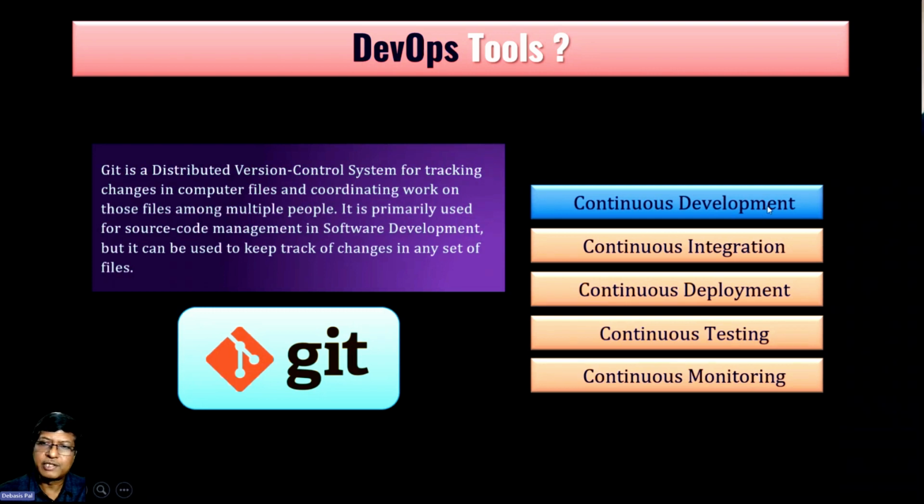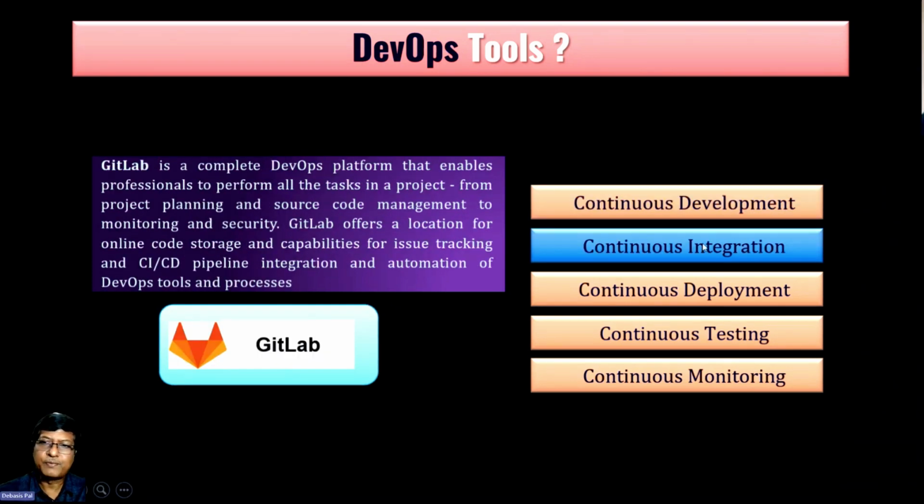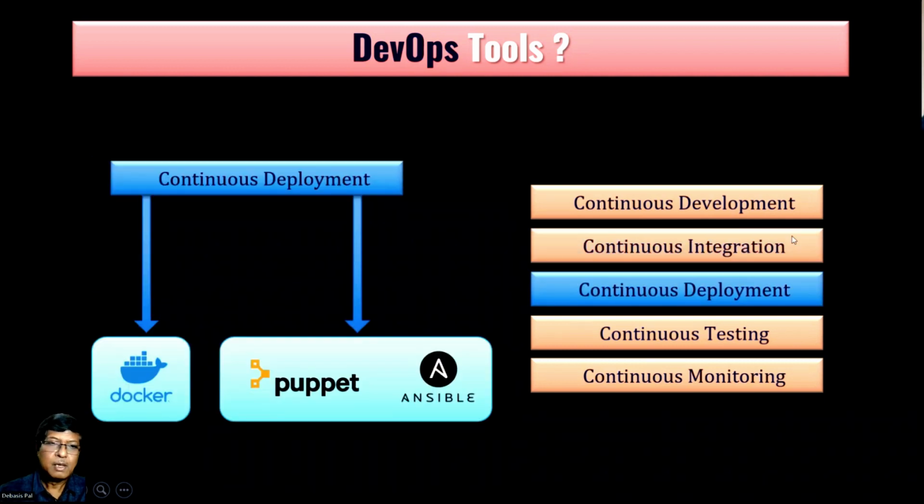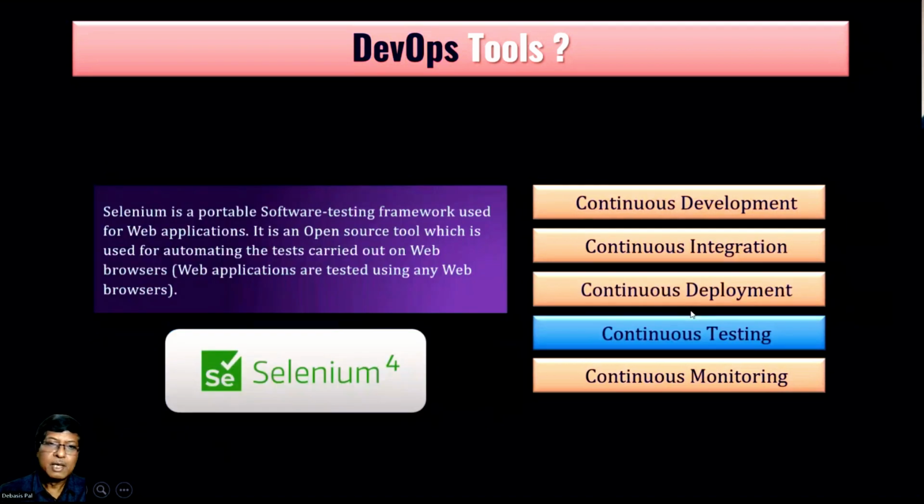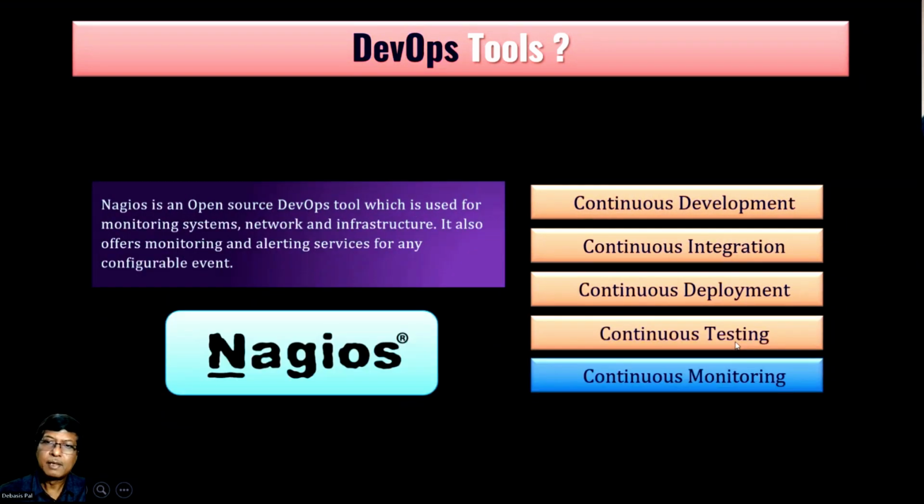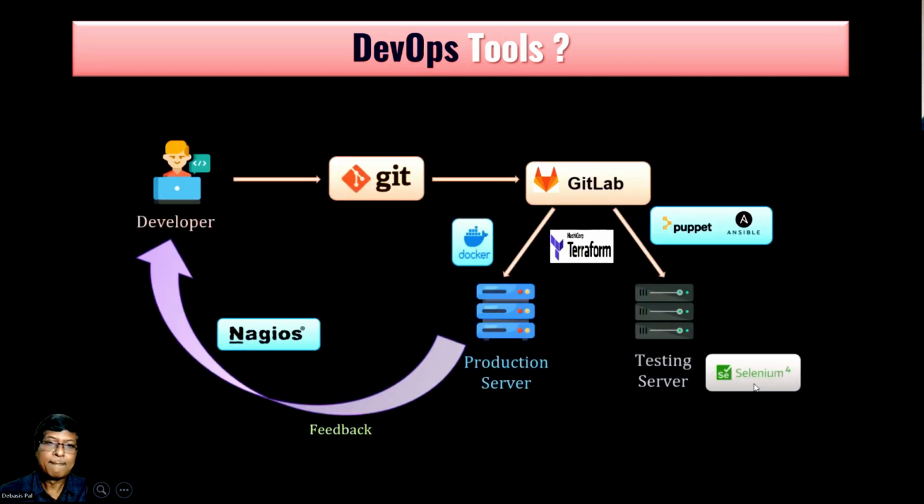Git is for continuous development. GitLab is for continuous integration and the continuous integration and deployment pipelines. Docker, Puppet, Ansible are part of continuous deployment. Selenium is part of continuous testing. These are all DevOps tools. Nagios is for continuous monitoring. And if you see the overall picture of a DevOps lifecycle, starting with the developer and ending with the deployment into the production server, the testing server or the pre-production server, it is this. We are going to learn a lot in depth in our courses.